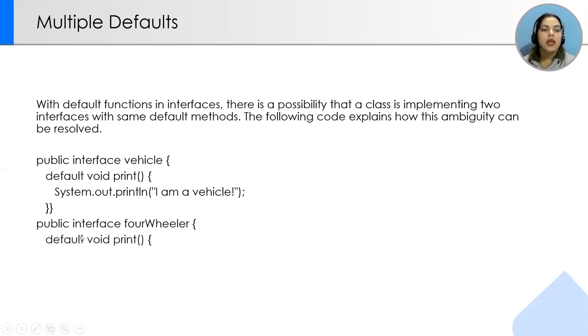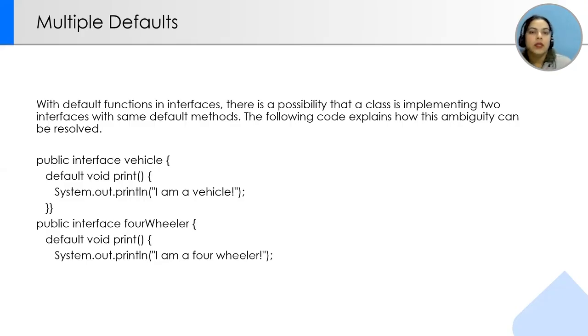So now again in this we are having the same default method, that is default void print, and we are having the definition also, and the definition is "I am a four-wheeler." Okay. So there are two interfaces, and both the interfaces are having the same default method, and the same default method name is void print, but the definition of both the methods is different.